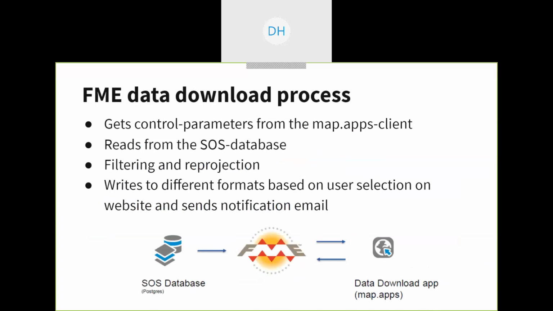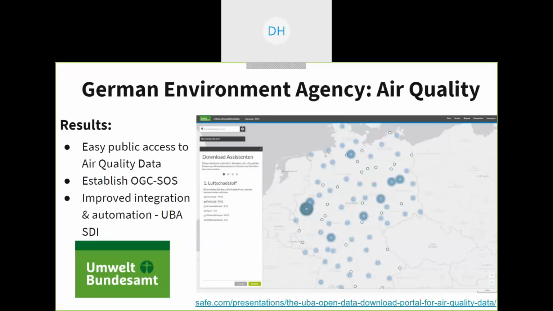And then for data download, looking at that from the client side, and again, sort of supporting this idea of web services to thin clients. So Map Apps provides the control parameters for the request, and that is used to extract data from the SOS database, filter out what's required, reproject it, and then write it out based on the format that the user selected on the web form, and send them a notification email when it's ready. So there's just a quick snapshot of what that looks like. So that's basically the web form.